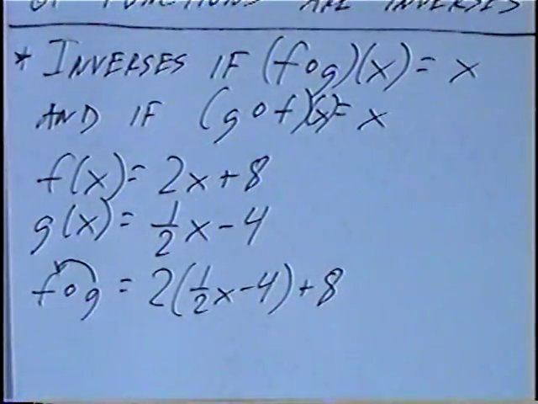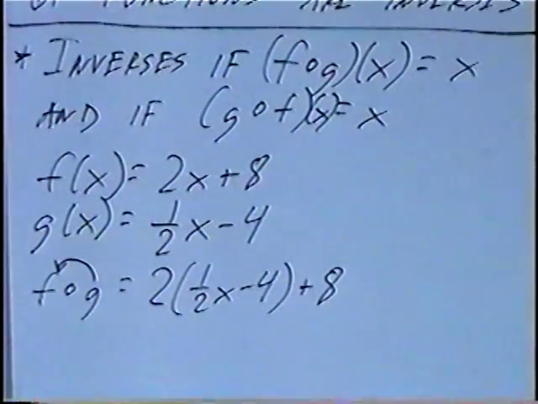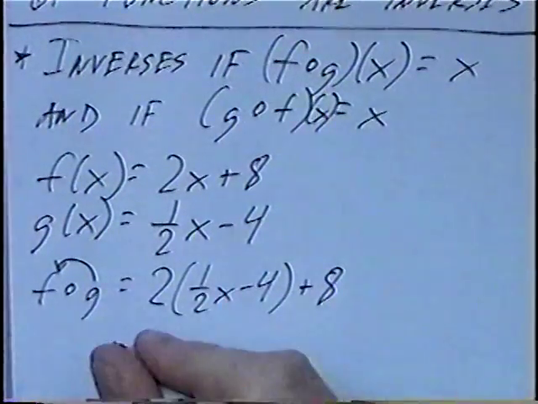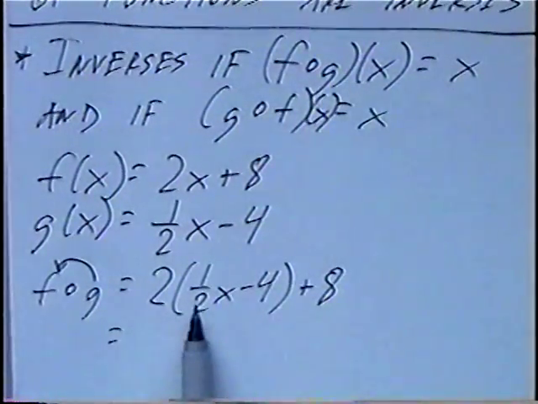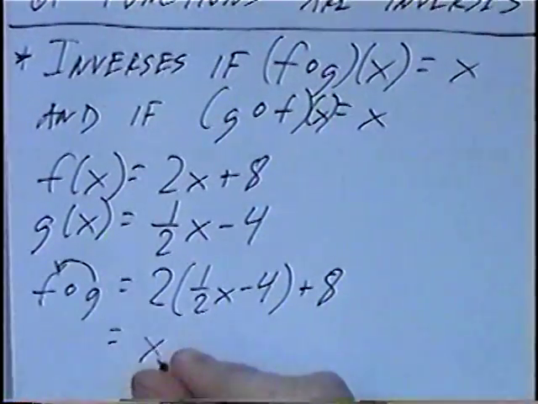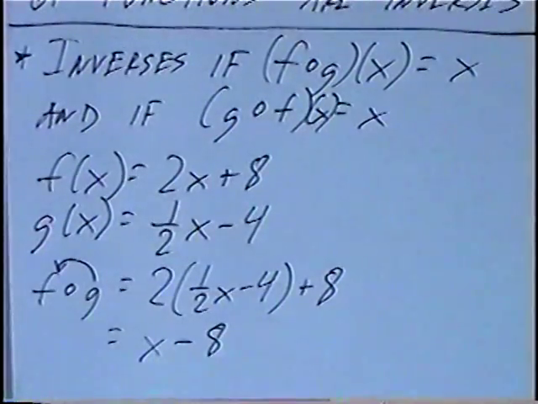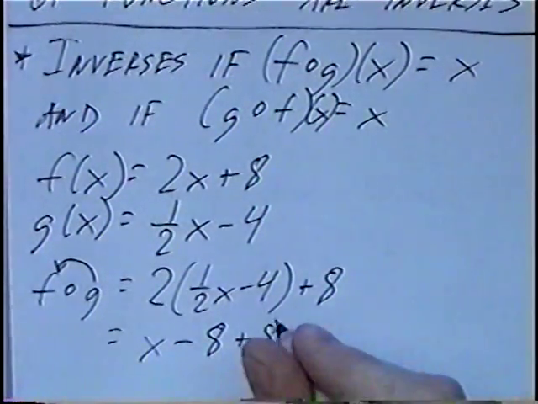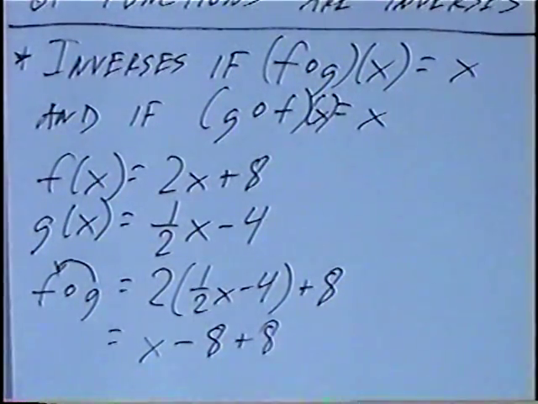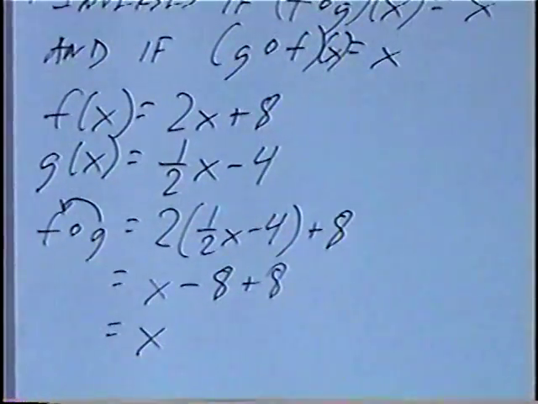Simplifying this, and again if there's inverses, we should end up with a single x. 2 times 1/2 would cancel out, so we'll be left with x. 2 times a negative 4 would be negative 8, and the plus 8 left over. Negative 8 plus 8 would be 0 or cancel, and we'll be left with x.